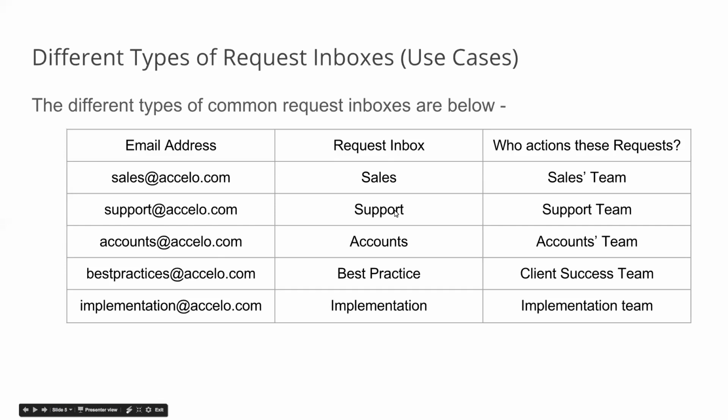So, different types of request inboxes, or in other words, use cases. Here's just a couple examples of how we use it at Accelo. You have email addresses like sales@Accelo, support@Accelo.com, accounts, best practices, implementation. These are the different request inboxes, and then who actions these requests. Each of these inboxes notifies a number of different individuals. But what's nice is through this request inbox in Accelo, you can tell if, say, Tom has already actioned another request that came in, and then I can action a different one. So we don't have to work on the same thing or even view the same thing at the same time.